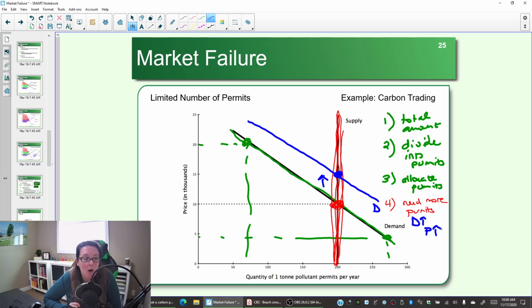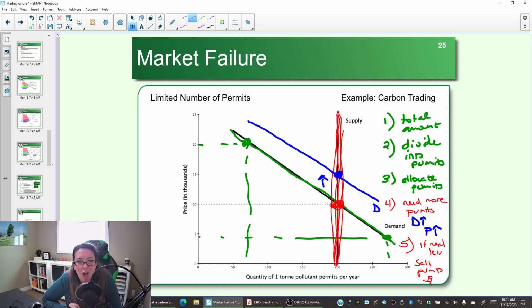But if you are a country or a company that finds a way to be more efficient, that has a way to be more environmentally friendly and pollute less, then the benefit to you is that you can take your permits and you can sell them to others and make money at it. So if you need more permits, demand goes up, that drives up the price. And here, if you need less, you can sell your permits and make money.